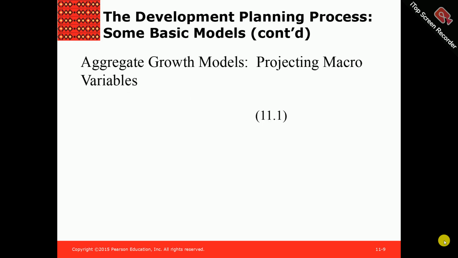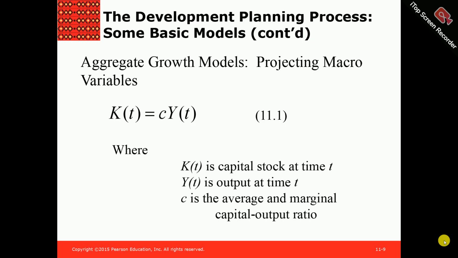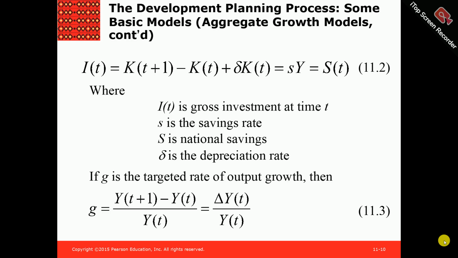Aggregate growth models project macroeconomic variables on the assumption that capital at time t is a function of some constant proportion of national income at time t, where K_t is the capital stock at time t, Y_t is output at time t, and c is the average or marginal capital output ratio. These are some other equations. Gross investment at time t is equal to the capital stock at time t plus 1 minus the capital stock at t, plus depreciation, where sigma is the depreciation rate, and small s is the saving rate, and S_t is the saving at time t.